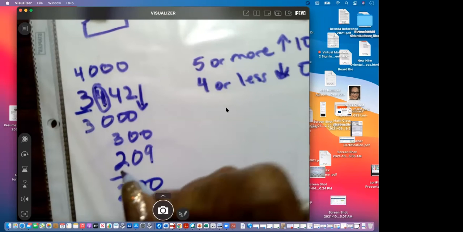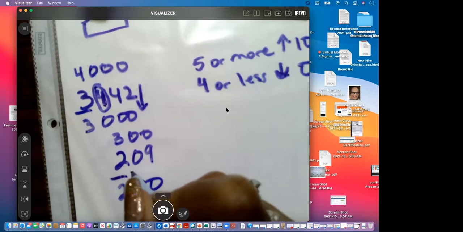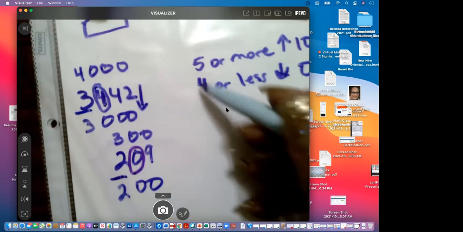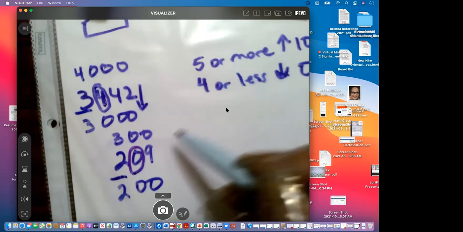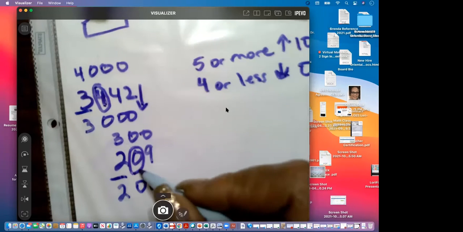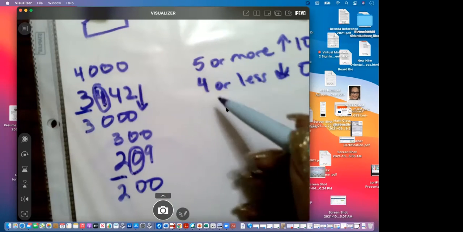So we're rounding to the nearest 100, so we look at the number in our tens place. Then we go back to the rule. If it's 5 or more, we're going to round up. If it's 4 or less, we're going to round down. So is 0 5 or more, or 4 or less?